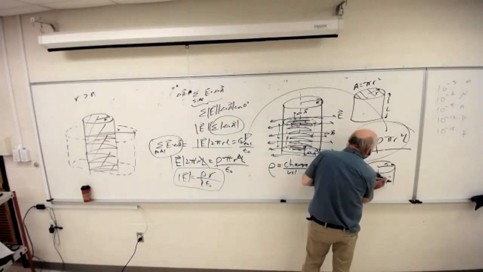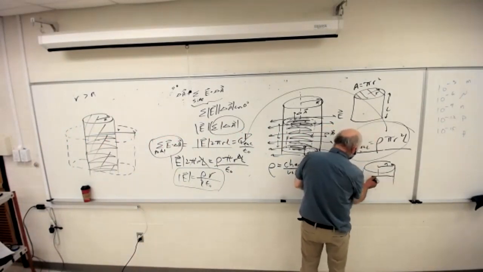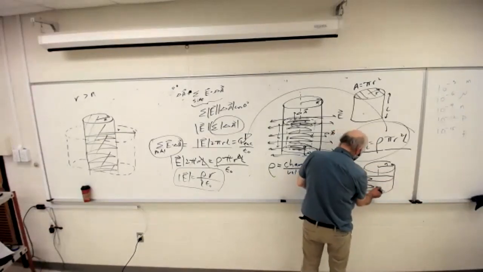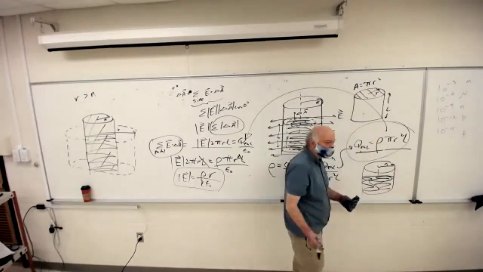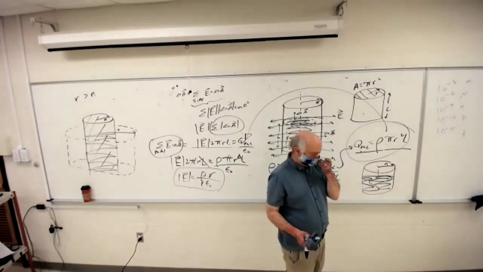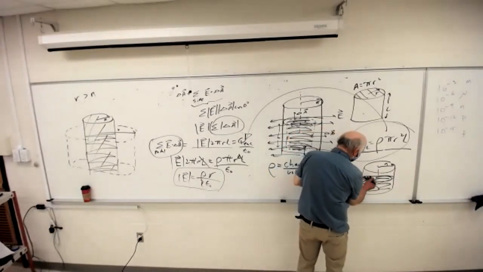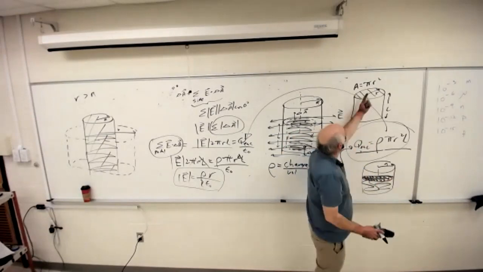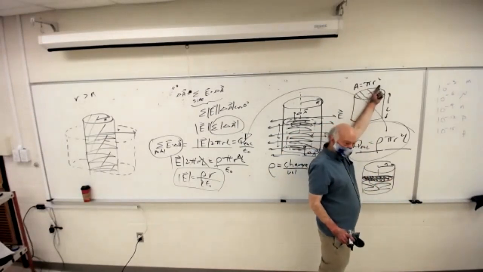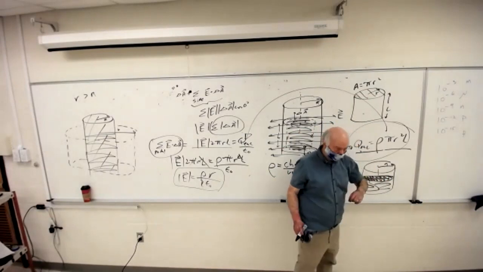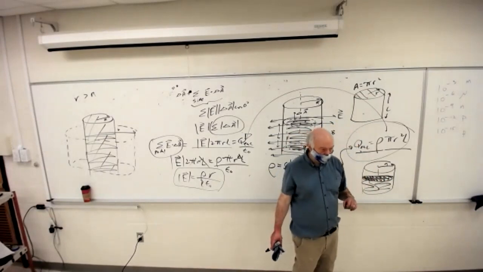We don't have this. We now have the charge contained in here. We have that charge. What would that be? Well, that would be the area of this top here. So it's pi big R squared times the same length. Does that make sense?